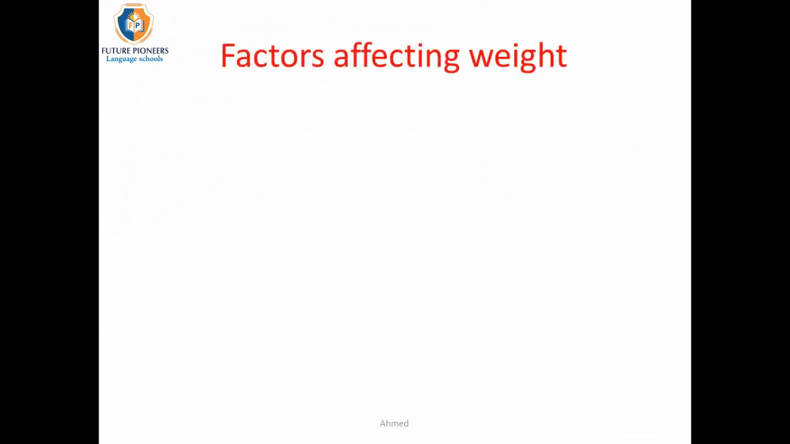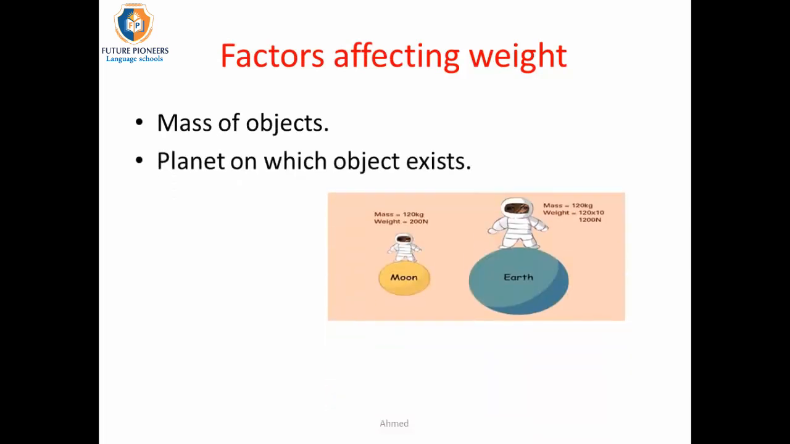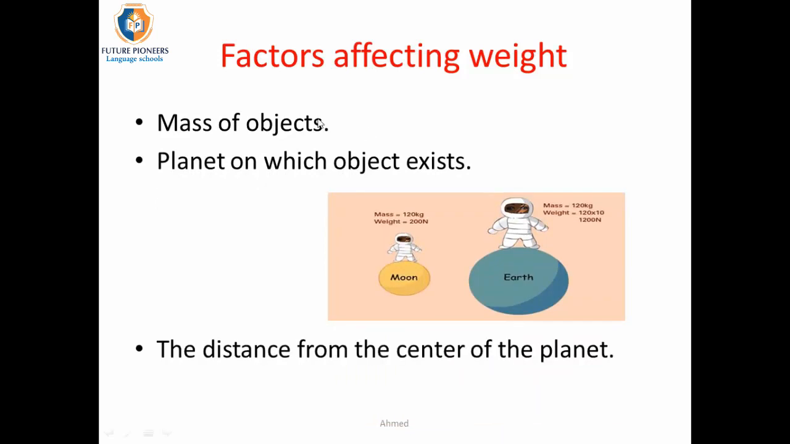What are the factors affecting weight? There are three factors which affect the value of weight. These factors are, first, mass of objects. As the mass increases, the weight increases. Okay? The second factor is the planet on which the object exists.